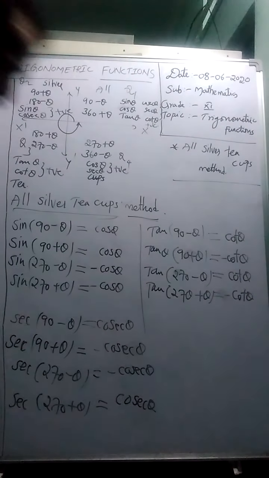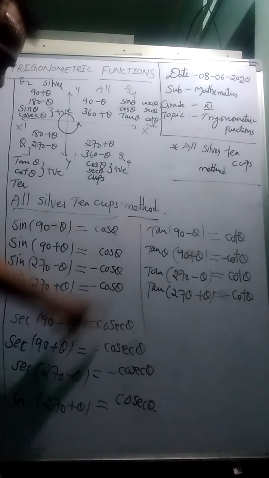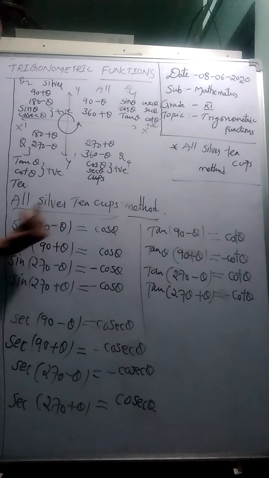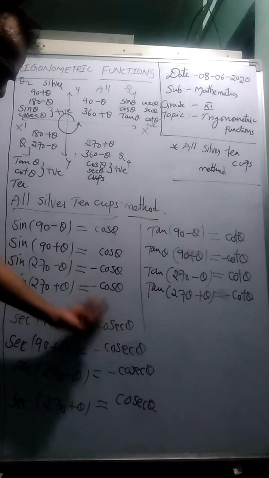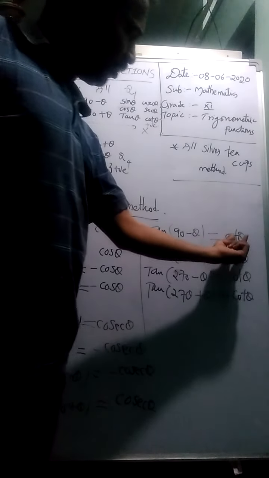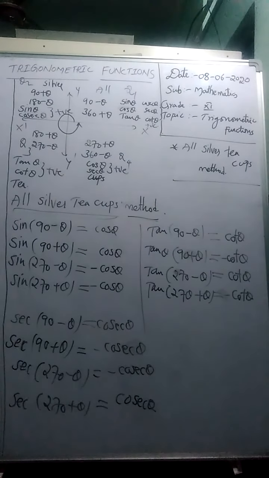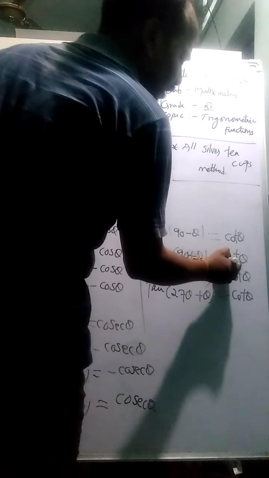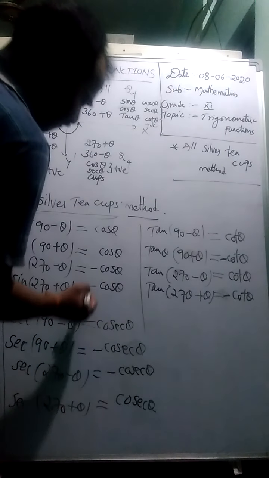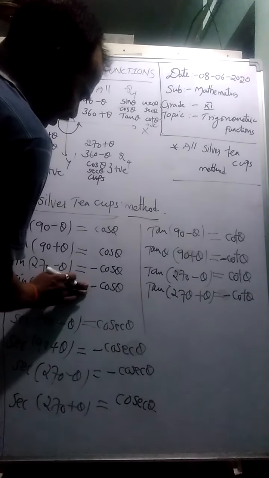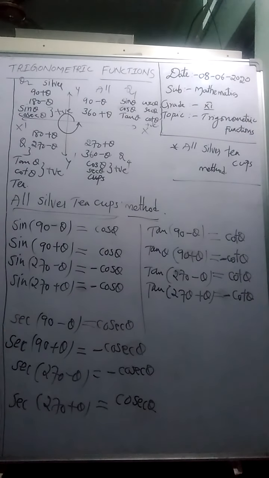If you observe, students, when odd multiples of 90 are there, sine becomes cos, cos becomes sine, secant becomes cosecant, cosecant becomes secant, tan becomes cot, cot becomes tan, vice versa. But the sign is decided by which quadrant it belongs to. So every trigonometric ratio will be negative in two quadrants, as we discussed by the method of all silver teacups.